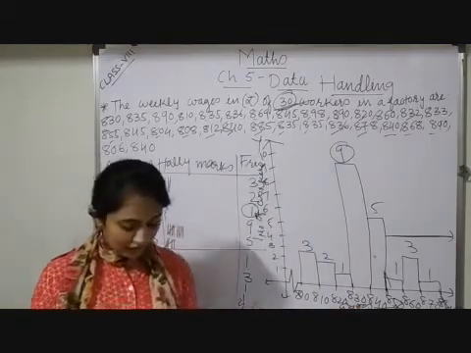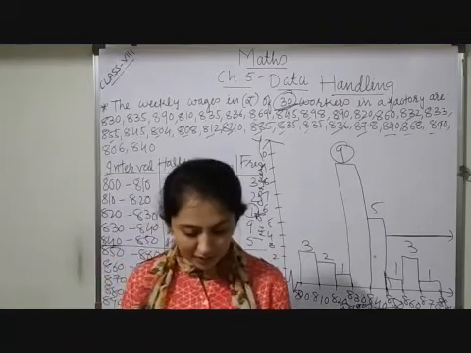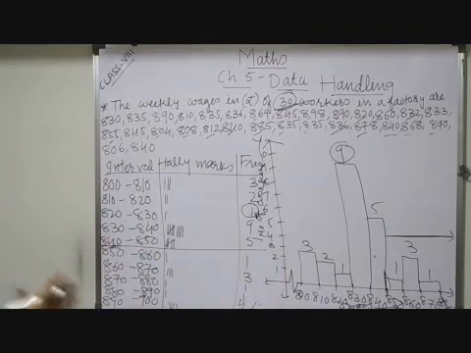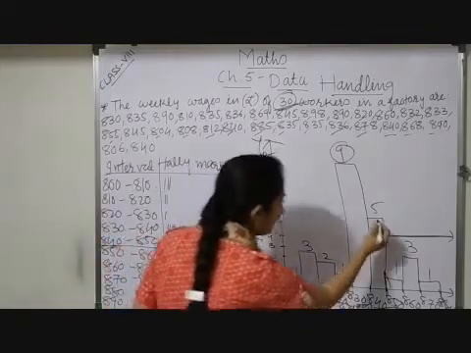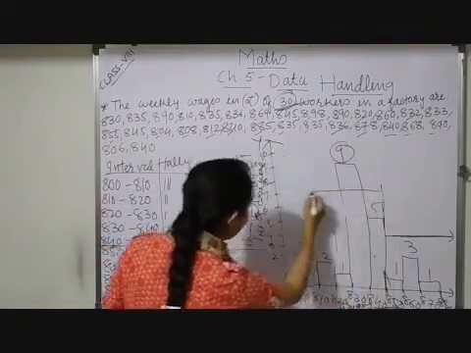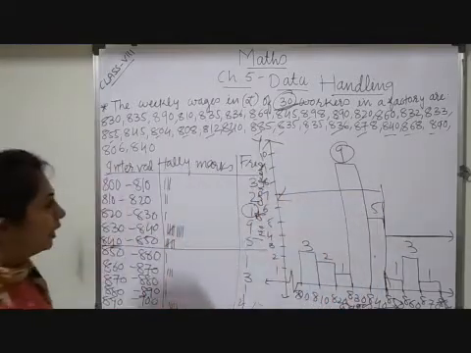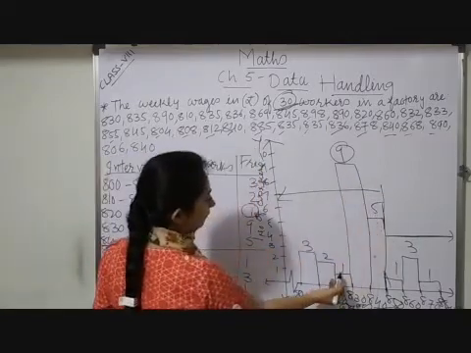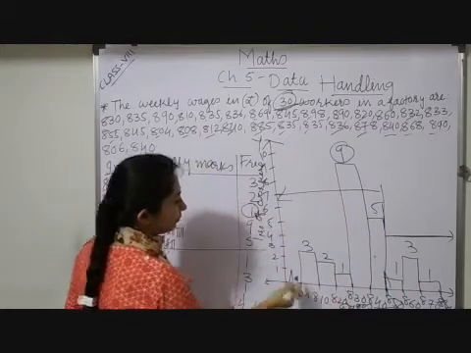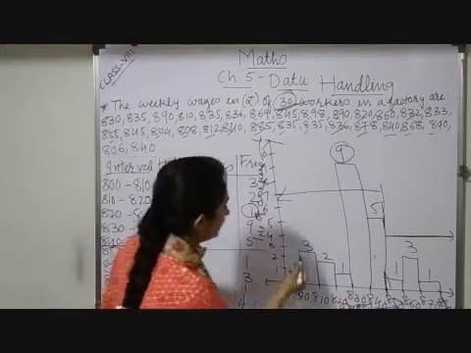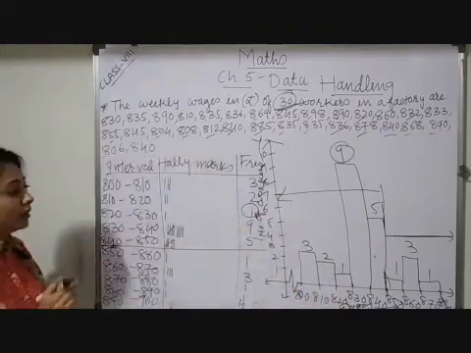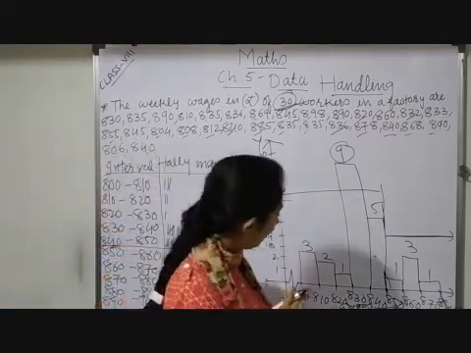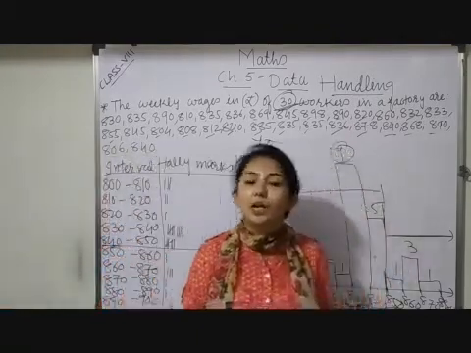Now next is, how many workers on less than 850 rupees? So how many workers on less than? This is 850. So less than 850 means this all will come. So you have to sum up this all. 9 plus 5, 14, plus 1, 15, plus 2, 17, plus 3, 20. So that time 20 workers are earning less than 850 rupees. So like that, from a graph you can give answers.